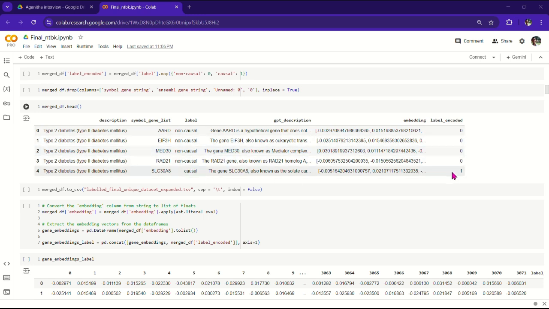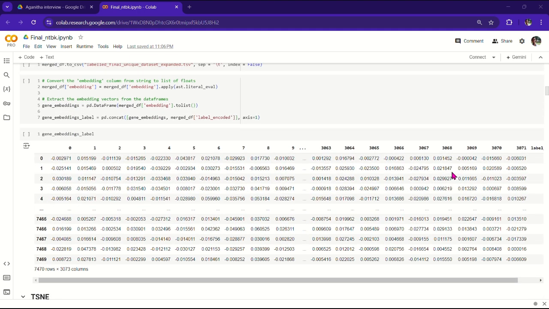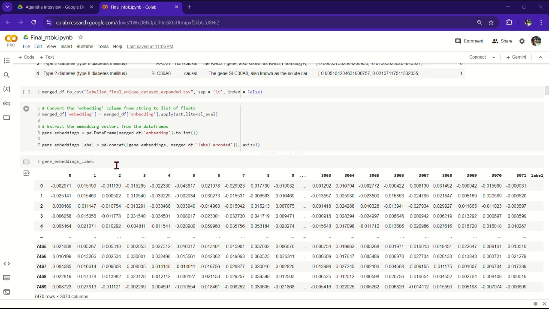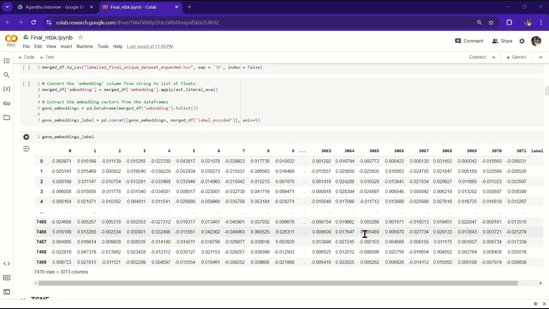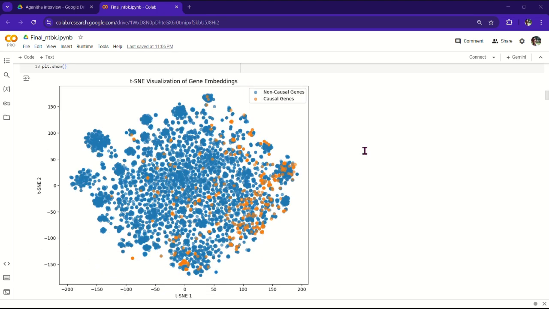Now I started visualizing the data and performed t-SNE and various other dimension reduction techniques to find the relationship between causal and non-causal genes. First I took out the embeddings and made another data frame of the gene embeddings. Then I applied the t-SNE function, and after applying it, we see this graph.